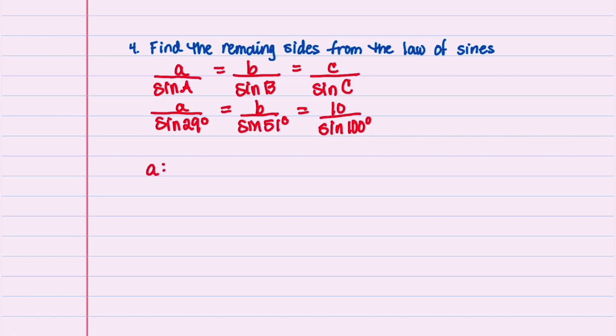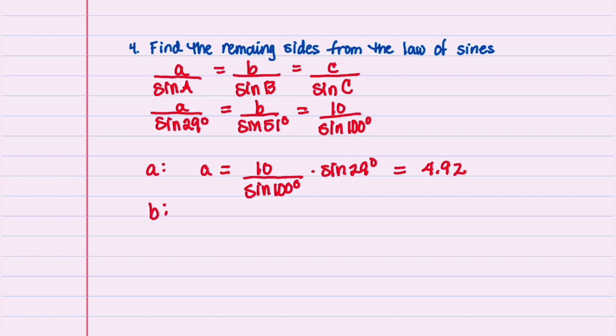We can then solve for a. I'm going to skip a step because this is very similar to what we just did in the previous example. So we can say that a, multiplying both sides of the equation by sine 29 degrees, is equal to 10 divided by sine 100 degrees times sine 29 degrees. When you throw that into your calculator, you end up with an answer of 4.92.